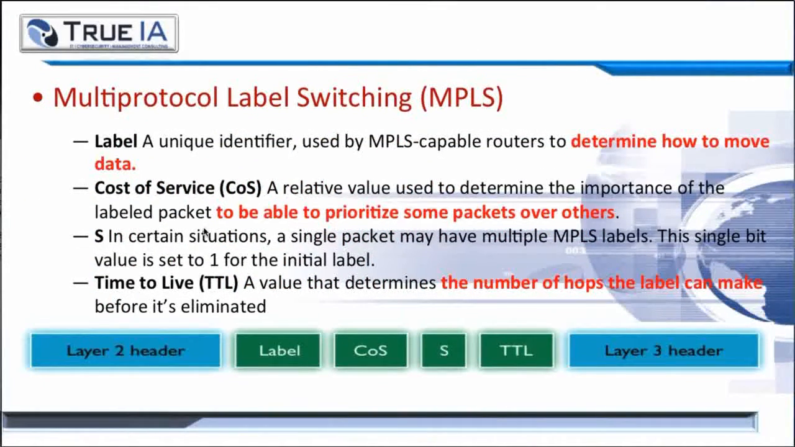So MPLS has four major parts, starting with the label. It is used to determine how to move the data. Then the class of service, or the COS. This is to be able to prioritize some packets over others. You'll have an S identifier. This is a single bit value that is set to 1 for the initial label. And then a TTL, or time to live. This is the number of hops the label can make before it's eliminated.